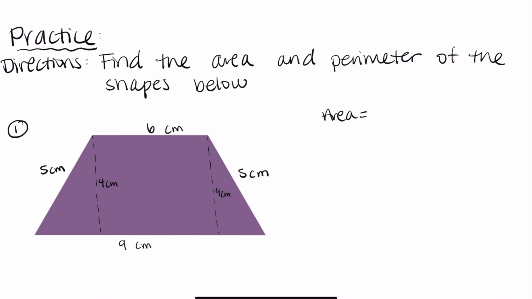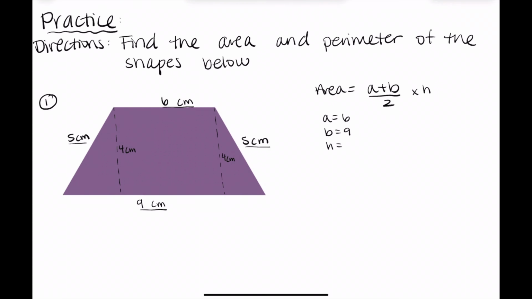We're given all of the measurements, and as a reminder, our area equation is A plus B, that whole sum, divided by 2 times H. So I'm going to go through here. Our base 1 is 6, our base 2 is 9, and our height is 4 centimeters. So now that we have all of our variables sorted out, we can go ahead and plug in. So A plus B would be 6 plus 9 divided by 2 times our height of 4.